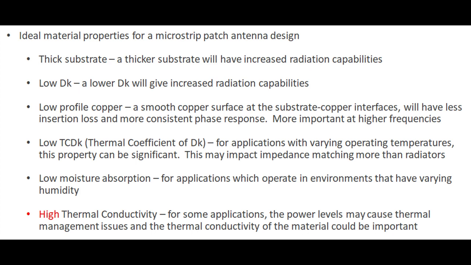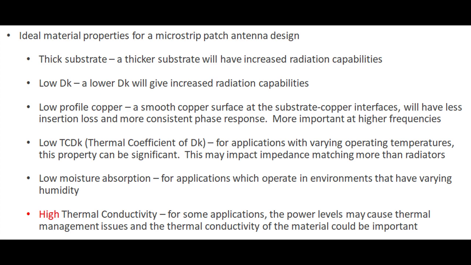And a thicker substrate will do that, so that's one thing to consider. Having a lower dielectric constant will also increase radiation. That's another good thing to consider. Having low profile copper or smooth copper will cause less losses of the conductor itself and more radiated energy. And then the low TC-decay is how much the decay will change with temperature, and having low TC-decay is a very good thing to have for more stable performance over cycling of temperatures.